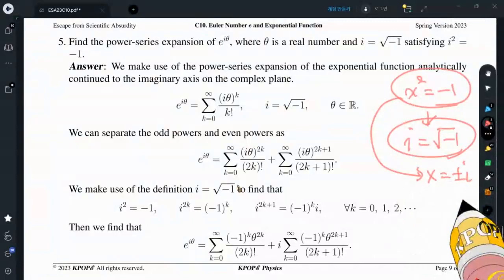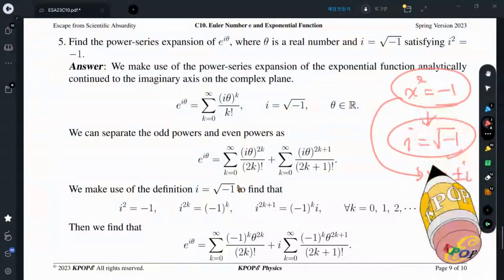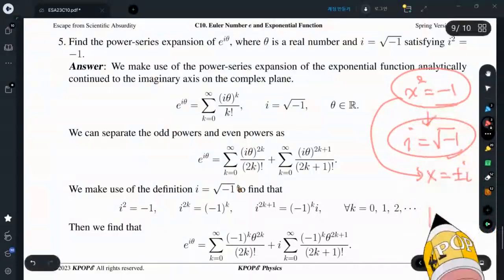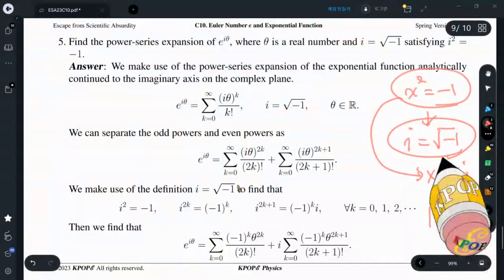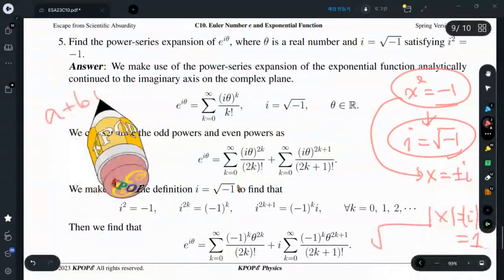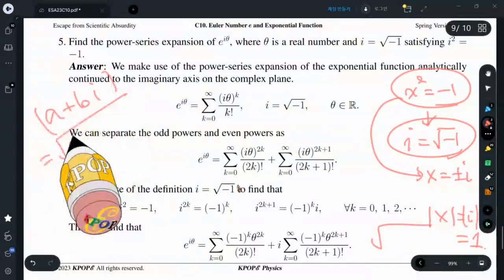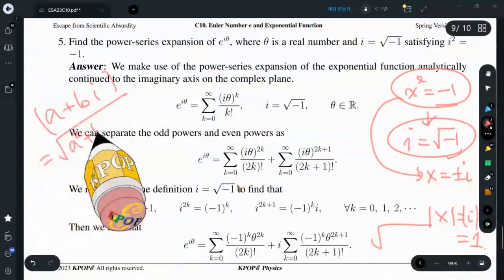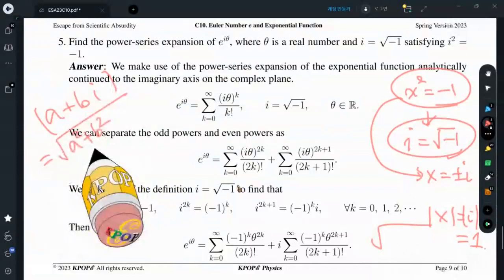And we remember the magnitude, the absolute value. For example, i's magnitude is 1. A complex number, for example a plus bi, has a magnitude that is the square root of the real part squared plus the imaginary part squared. So that's fine. It is a finite number.